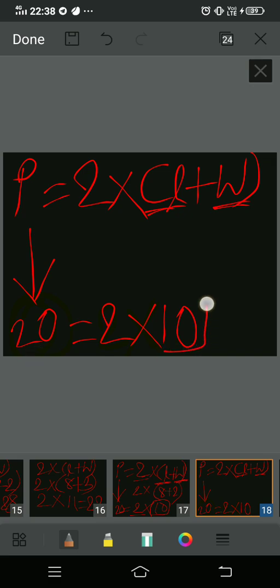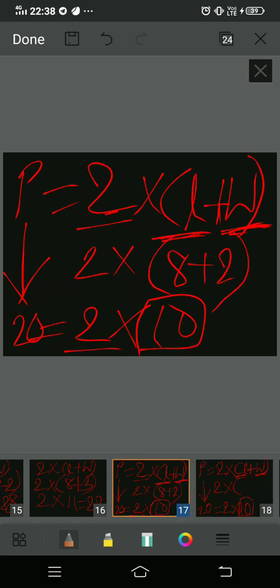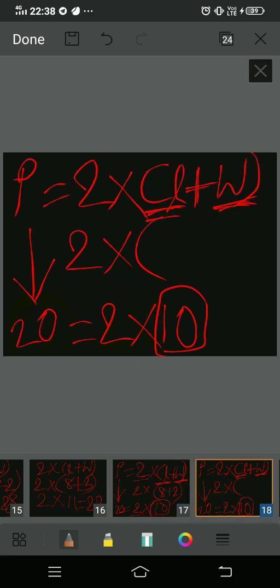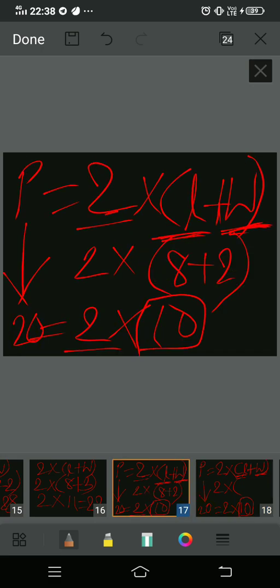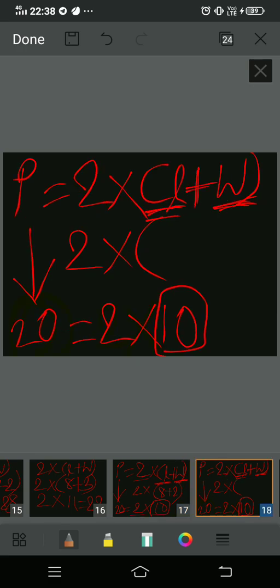So for getting this 10, children, you have to choose length and width such that when you add the 2 numbers you get the answer 10. So I told you that you can use, children, 1 plus 9, or 9 plus 1, you can choose, and you will get the answer 10. Next you can choose 8 plus 2. 8 plus 2 also gives you 10. Next you can choose 7 plus 3. When you do 7 plus 3 you get the answer 10. 7 plus 3 is 10 and 10 into 2 is 20.